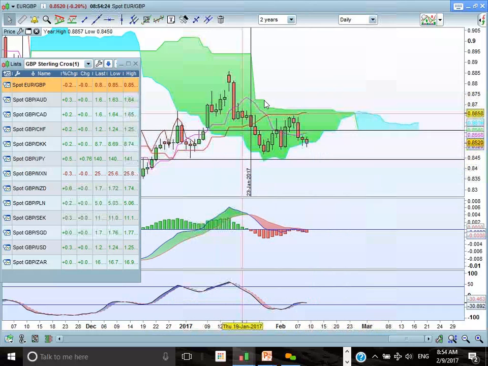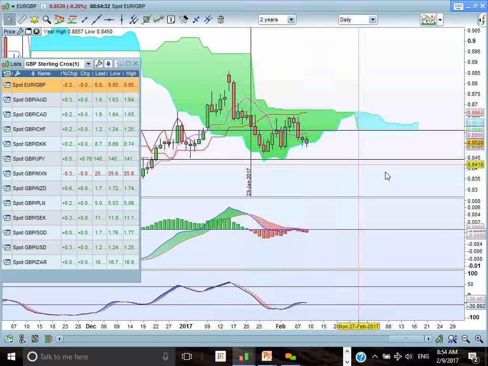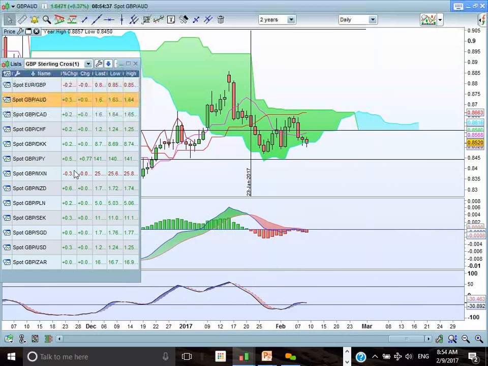Okay, but so far we've had a MACD sell signal a couple of days ago, the 23rd of January, a couple of weeks ago actually. So watch out for that. We are now kind of in a downtrend for the euro sterling.